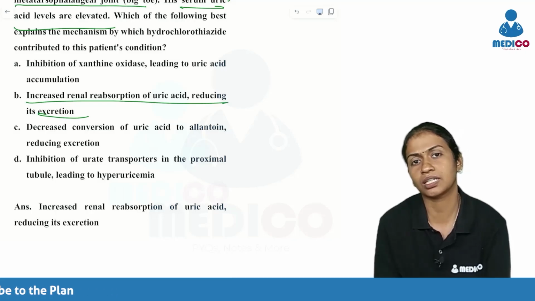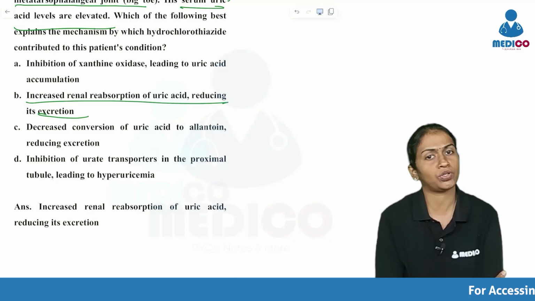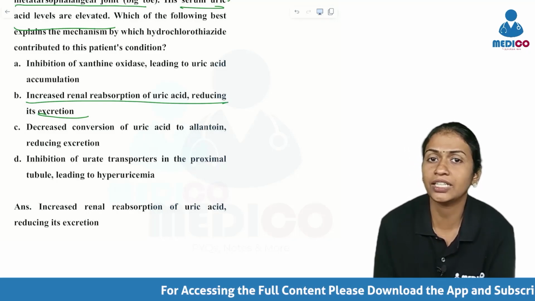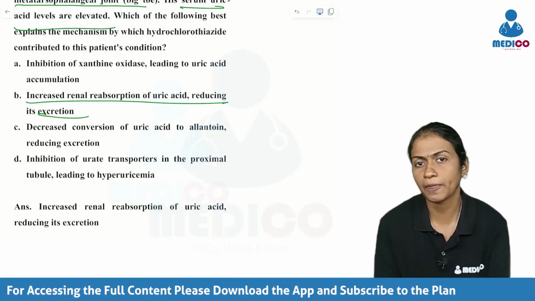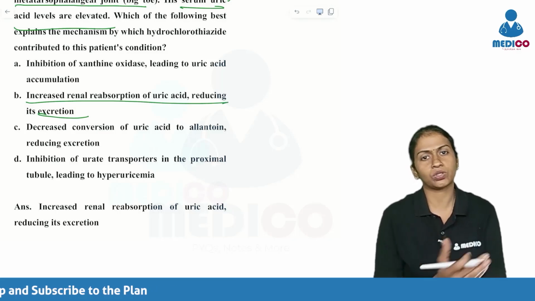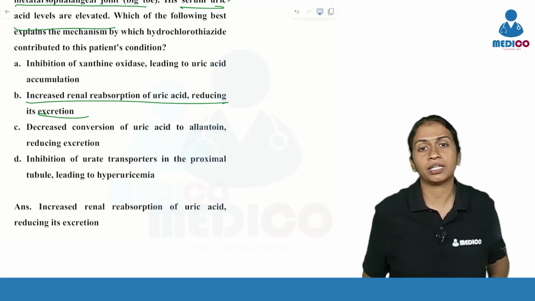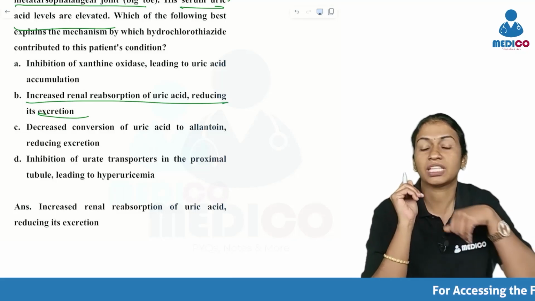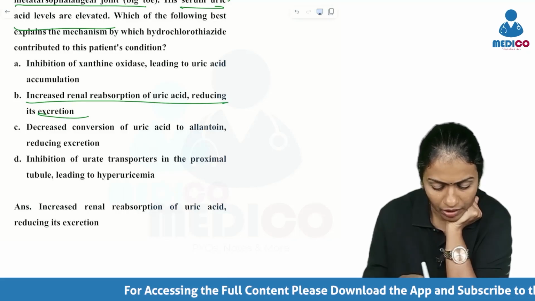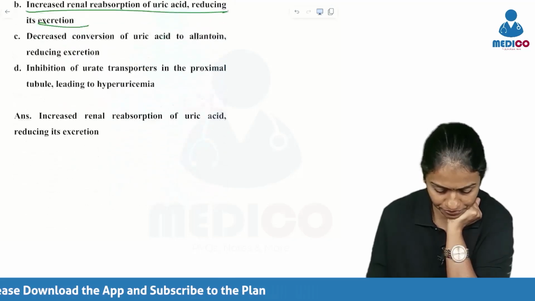So there is primary gout and secondary gout. Drugs are an important cause for secondary gout, as well as cancer conditions. Wherever there is increased cell turnover, that can lead to increased production of uric acid. So among drugs, hydrochlorothiazide as well as loop diuretics like furosemide, and pyrazinamide and all can precipitate gout by increasing the renal reabsorption of uric acid and reducing its excretion.